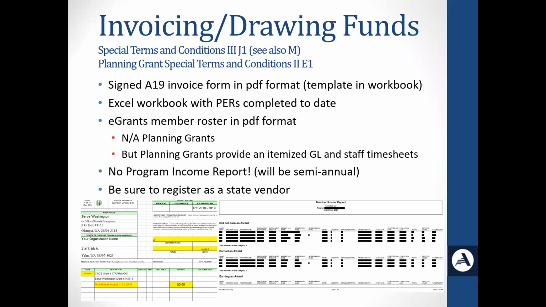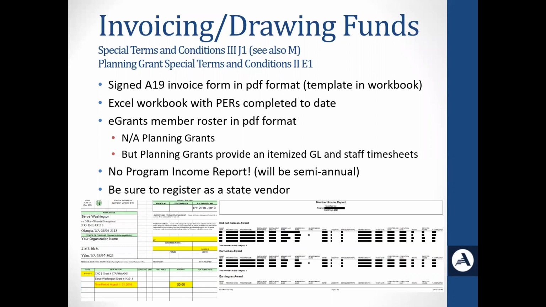Then we get the member roster in PDF format that comes off of eGrants. It's pretty straightforward. For planning grants, they don't have a member roster, but we're asking for the itemized general ledger, as I said before, and for staff timesheets. Now, we had asked for the program income report. We're not going to ask for that on a monthly basis. We're going to collect it semi-annually. We'll have some guidance for that. It's probably gonna be a little different than a lot of people have been doing it.